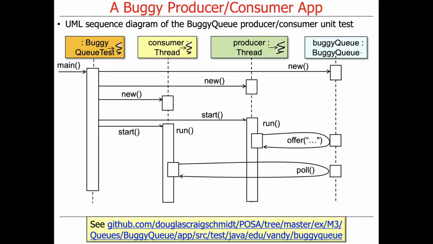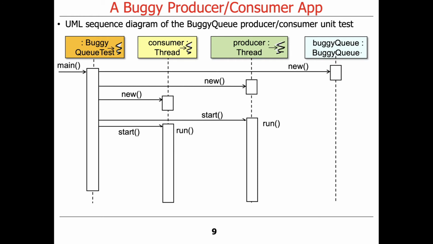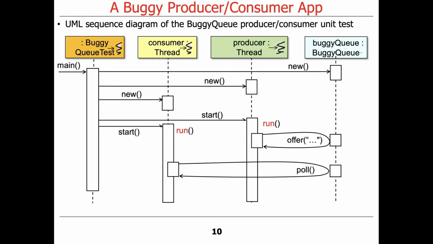Here's a sequence diagram that shows how you might try to run this thing. Basically, you start out with a main thread. It's going to run the test. It spawns a consumer thread and a producer thread. So we make these threads, we start them, they start to run. And here's our poor, hapless buggy queue object of type buggy queue. Then the run methods of those producer and consumer threads will go in loops calling offer and poll methods.